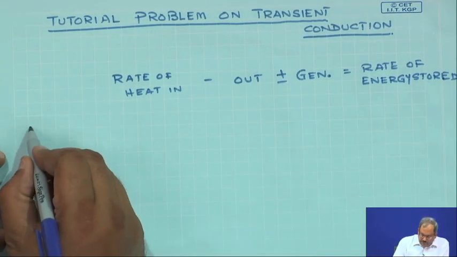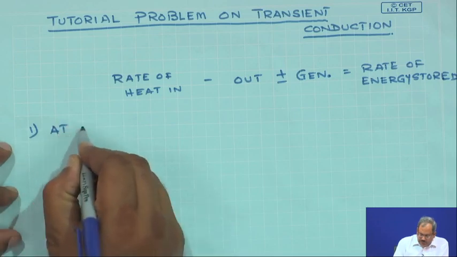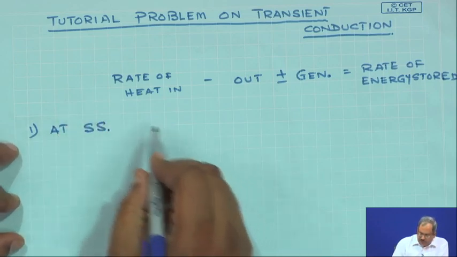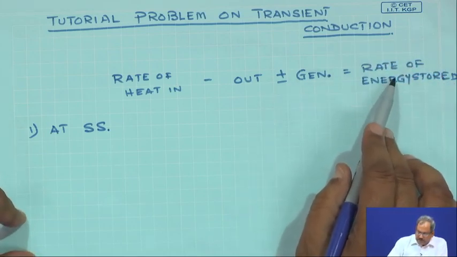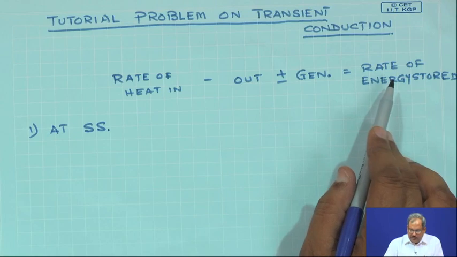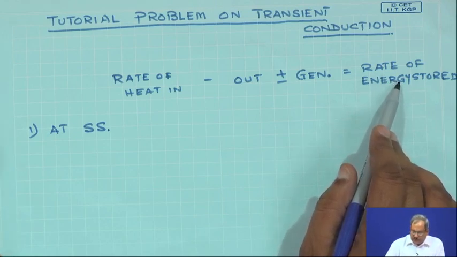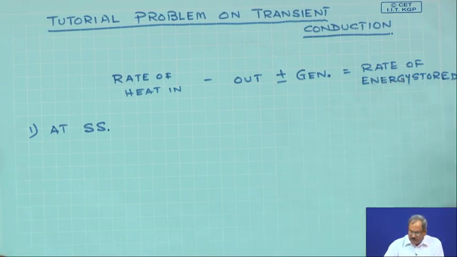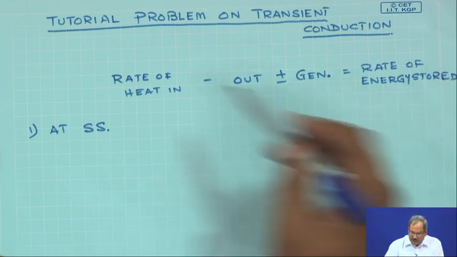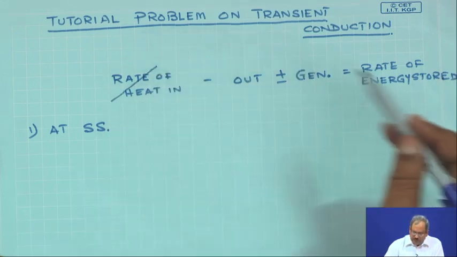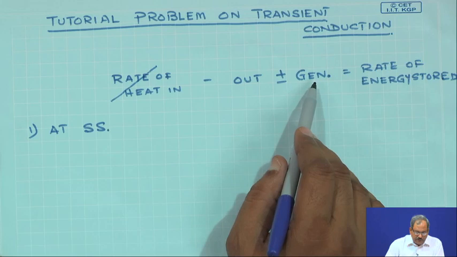So, the first part of the problem: at steady state, the right hand side of this equation is 0, because at steady state the temperature is not going to be a function of time. The temperature could still be a function of position, but at steady state there would be no change in the energy stored inside the system. There is no heat which comes into the system. So, out should be equal to generation.